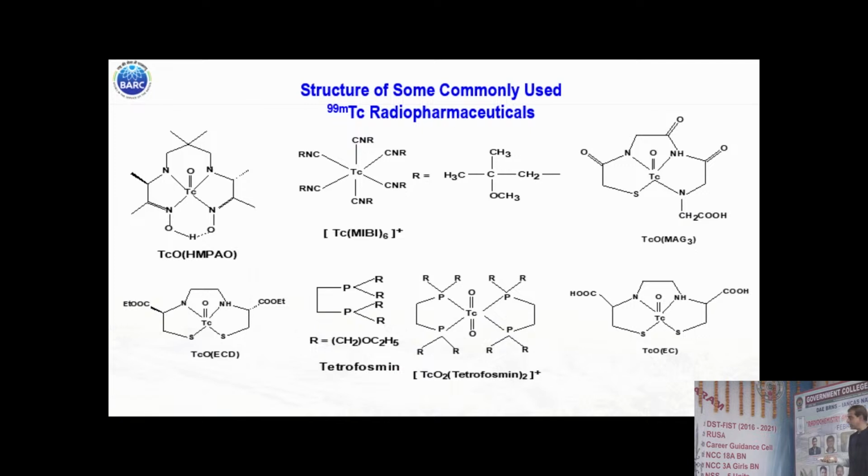Tetrofosmin, this is also for heart imaging. Like EC, ethylene cysteine dimer, that is used for the kidney imaging. Now, why it goes to kidney, why it goes to lungs, why it goes to heart, this is beyond the scope of this 1 hour 15 minutes. So, I will not go to that, but these are made with some logic. Here it is brain, here it is heart, here it is kidney, this is also for kidney. So, there are some specific, these are basically the carrier moieties, some examples of the carrier moieties.